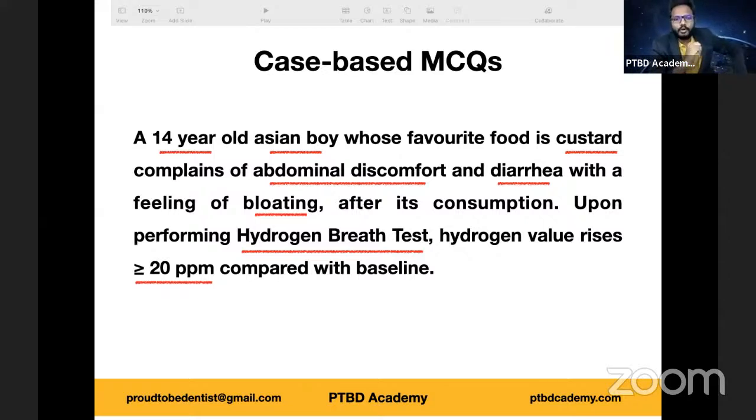So a 14-year-old Asian boy whose favorite food is custard complains of abdominal discomfort, diarrhea with a feeling of bloating, and even flatulence after its consumption. On a hydrogen breath test, the hydrogen value rises to more than 20 ppm. Okay, I can proceed. Thank you.